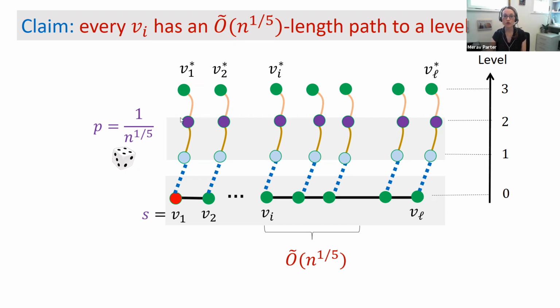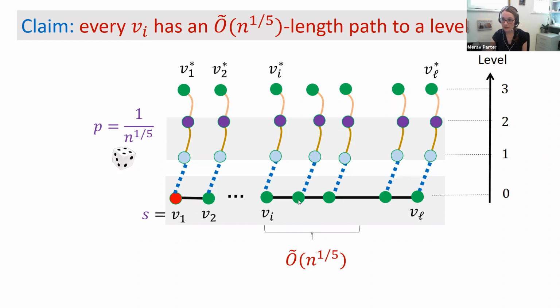So the first step is to show that every vertex Vi on the shortest path between S and VL has a short path of length at most n to the 1 over 5 in this augmented graph to some node in level 2. The intuition is as follows. I look at Vi. I know that its parent in V1, this edge, is taken into Hj. And then this edge is sampled into Hj with probability 1 over n to the 5. If this edge has been sampled successfully, then I'm done. I have a short path between Vi and some node in level 2.